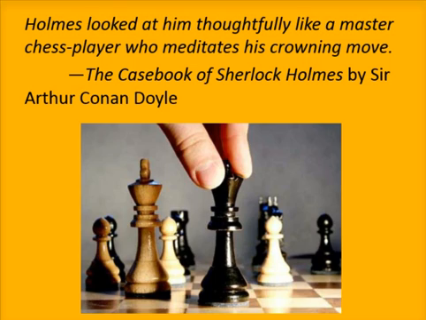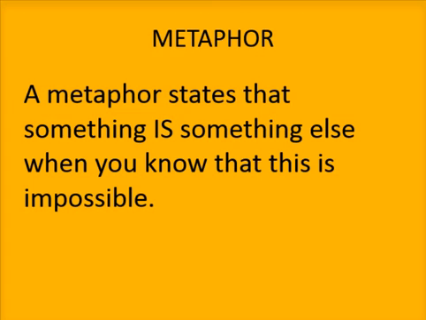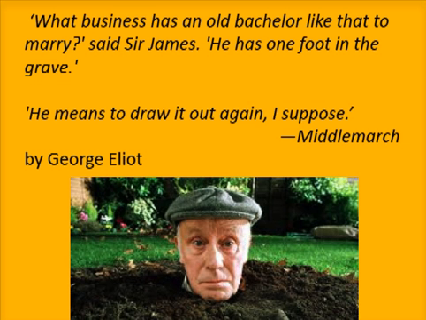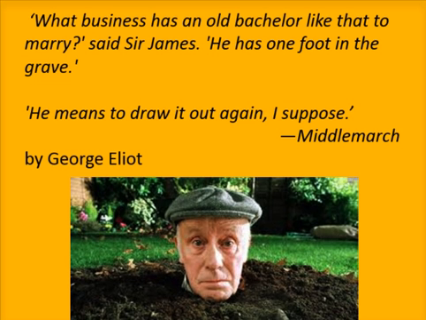Along with simile comes metaphor. A metaphor states that something is something else when you know it's impossible to be that. I think that's one of the bits some people struggle with. It's only a metaphor if you say something is something else when it couldn't actually be that thing. So an example in Middlemarch by George Eliot: "What business has an old bachelor like that to marry?" said Sir James. "He has one foot in the grave. He means to draw it out again, I suppose." There's a metaphor about having one foot in the grave. He doesn't literally have one foot in the grave. It's a metaphor of being a bit old.